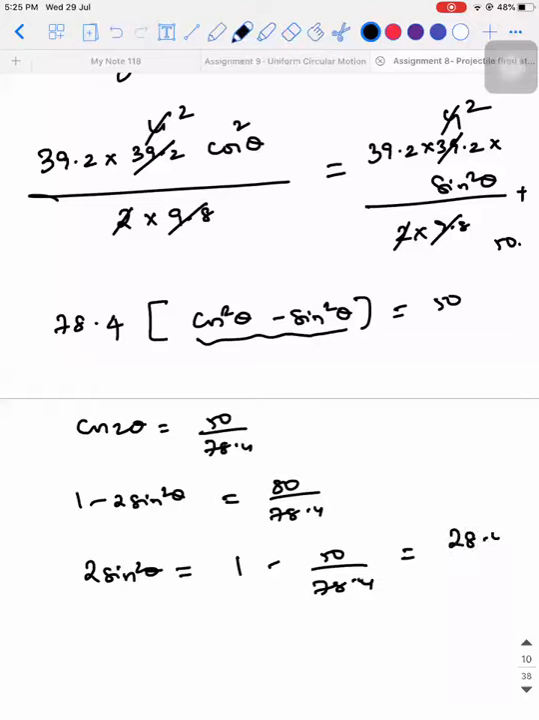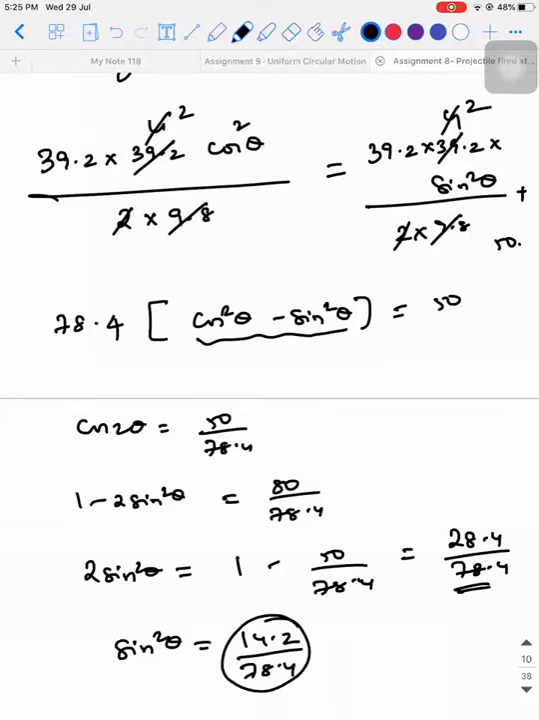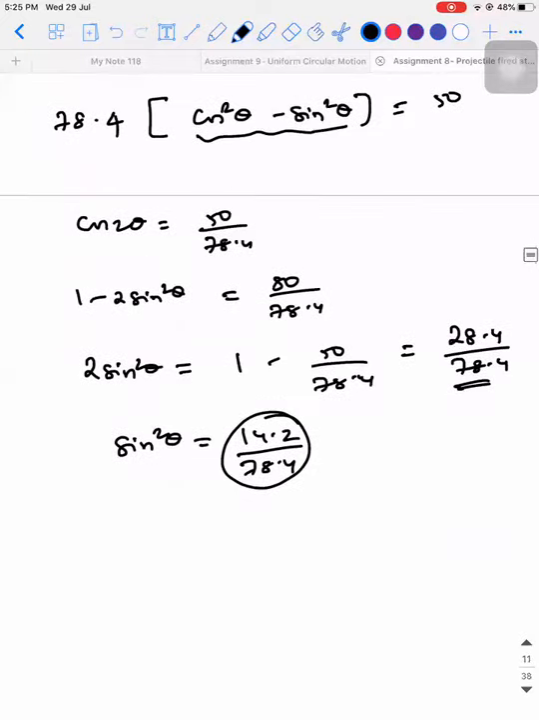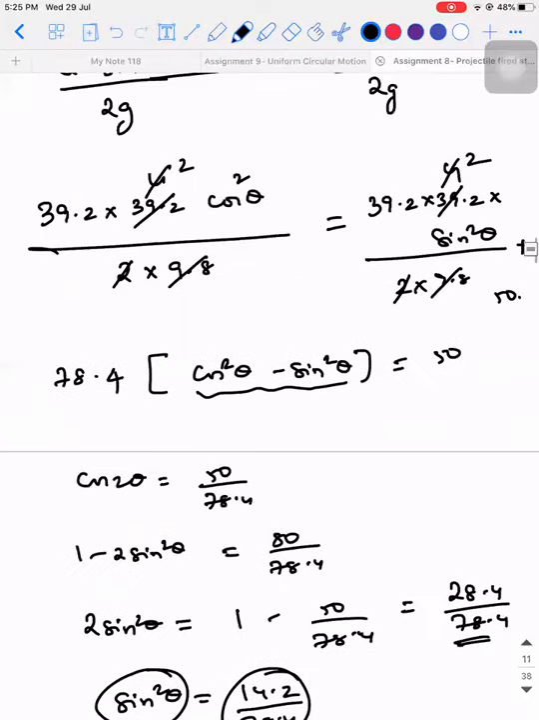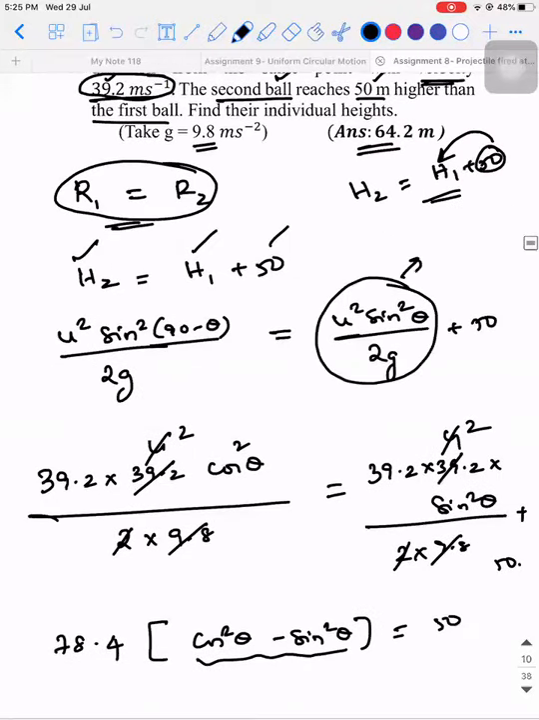That is 28.4 divided by 78.4. So sin square theta will be equal to 14.2 divided by 78.4. Both are divisible by 2. Solve it. Once you get sin square theta, use it in this place. That will give you the value of h1.